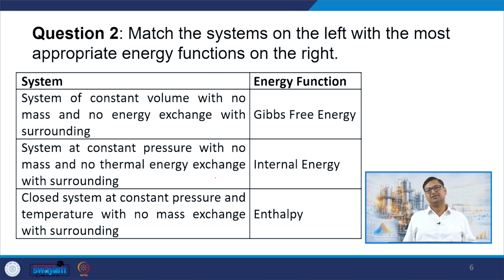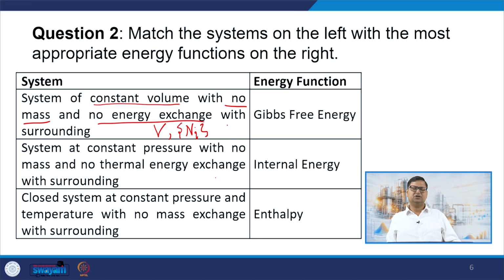So let's recap with one example problem. On the left, I am giving you systems and we have to match with the corresponding energy function. In the first case, it is given that it is constant volume. That means volume is a control variable. There is no mass exchange. That means the number of molecules is also independent or a control variable. And there is no energy exchange, so there is no way we can control temperature. Entropy has to be the control variable. And in this case, naturally, we will go for internal energy that has these three independent variables.